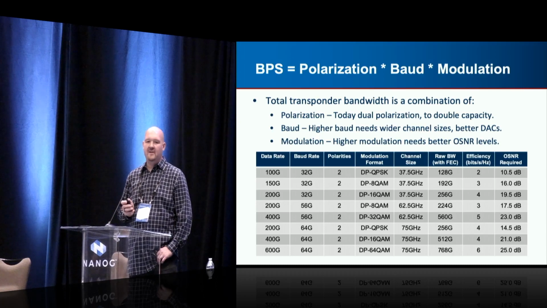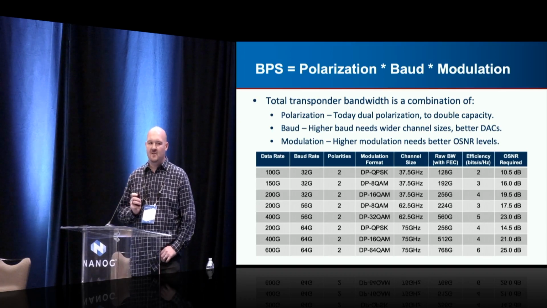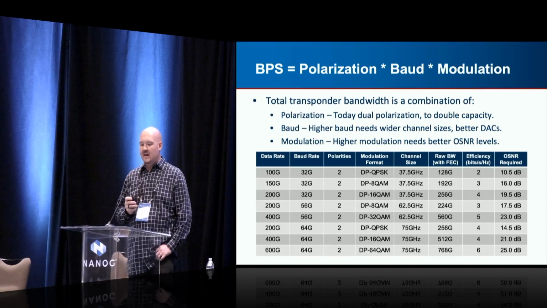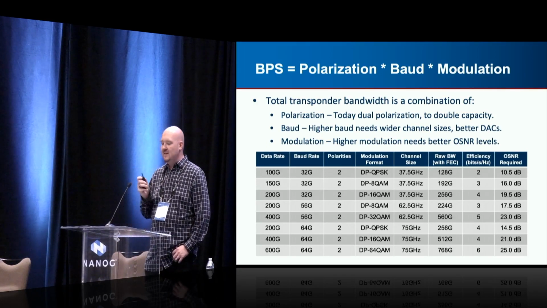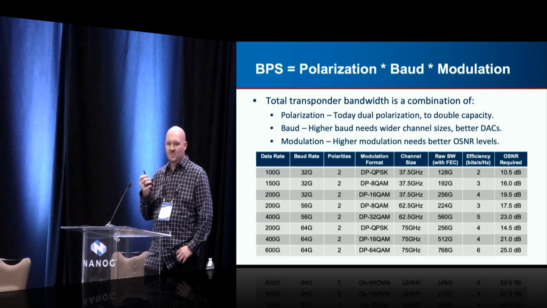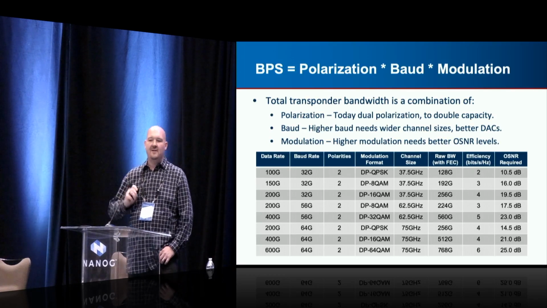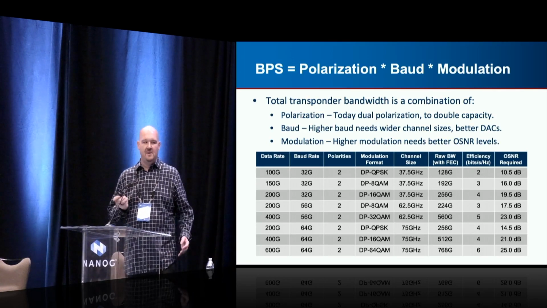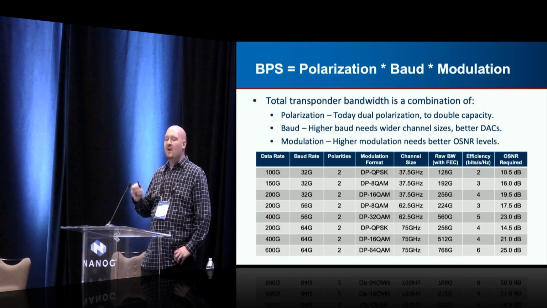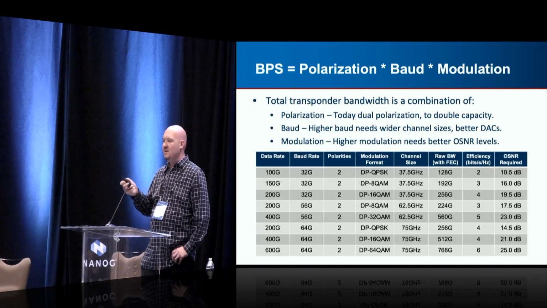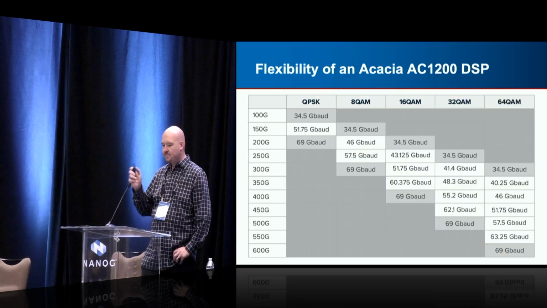But if you want to carry a modern higher end signal, say a 600 gig wave, you would do that with potentially a 64 gigabaud signal done at 64 QAM, and it needs a wider channel and a much higher OSNR. But you get to pick and choose. You get to decide, given the properties of your line system, which level of signal you want to carry.